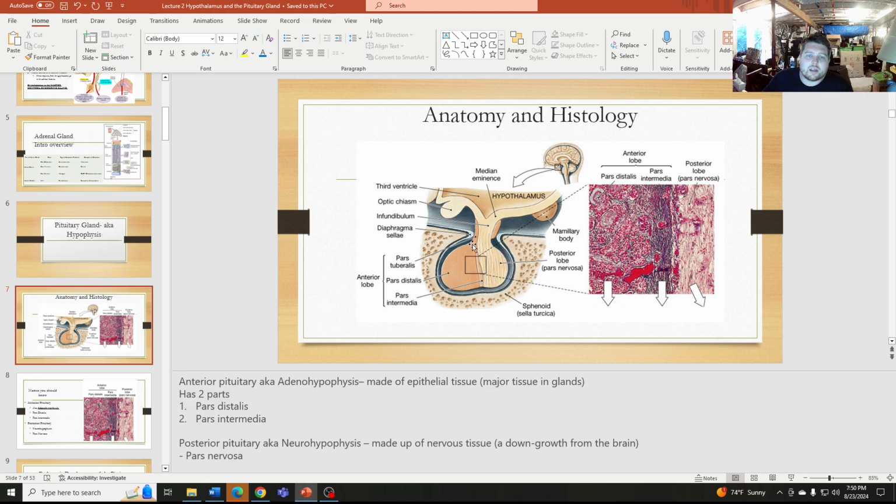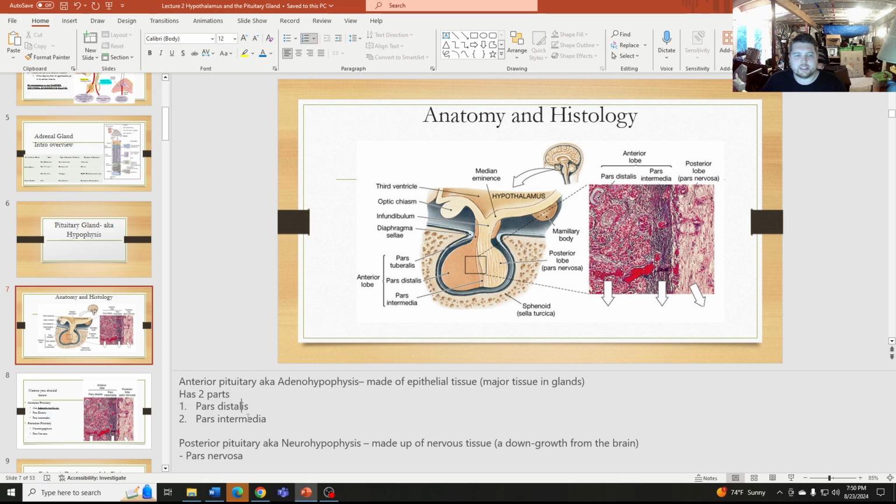So our anterior pituitary gland is made up of two different parts. When we get into the cell structure of things, we have a pars distalis and a pars intermedia. Both of those components are part of the anterior pituitary. The posterior lobe, aka that neurohypophysis, is made up of cells, and we call that the pars nervosa.